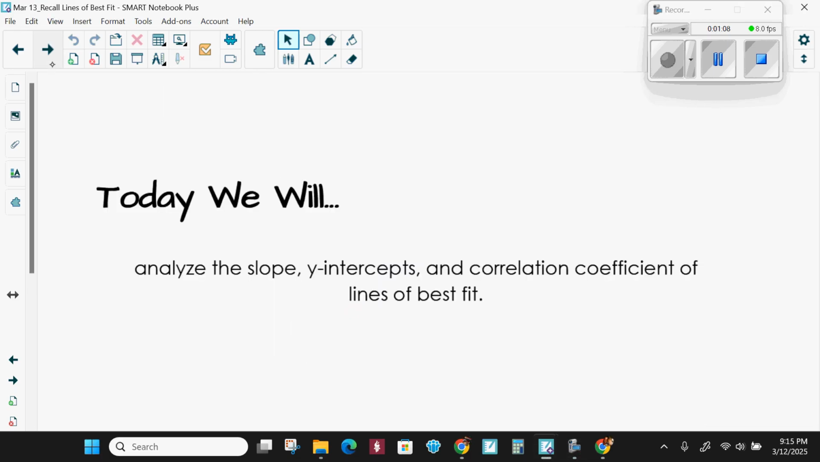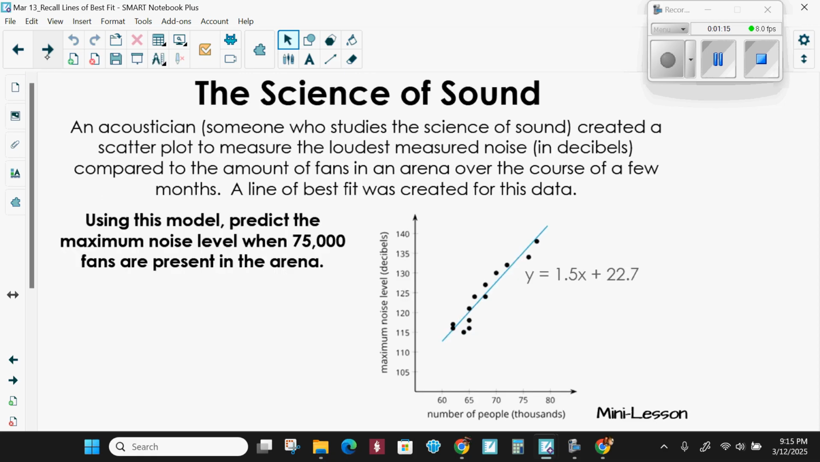Okay, so we're going to look at the lines of best fit and the different parts of it: the slope, the y-intercept, and correlation coefficient. An acoustician, someone who studies the science of sound, created a scatter plot to measure the loudest measured noise compared to the amount of fans in the arena over the course of a few months. So the number of people would be the fans in the arena, and this is the number of decibels that their noise is. So the more fans, the more noise.